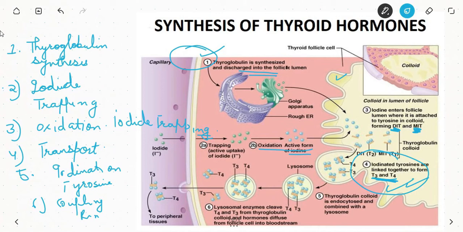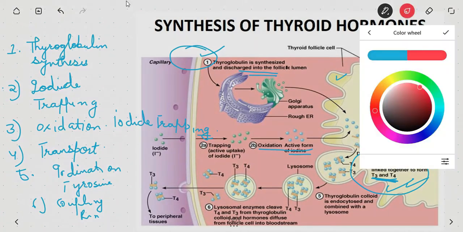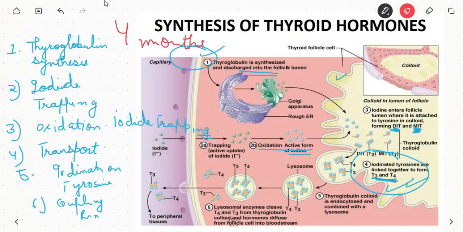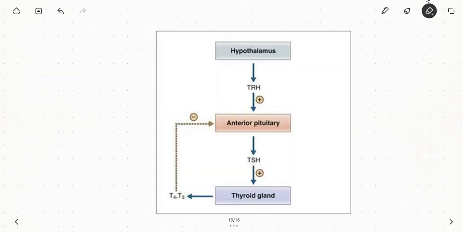In combination with the thyroglobulin, the thyroid hormone can be stored for several months. The thyroid gland is unique in this, as it is the only endocrine gland that can store its hormones for a long period of around 4 months. So when the synthesis of thyroid hormone stops, the signs and symptoms of deficiency do not appear for around 4 months. The hypothalamus regulates the thyroid secretion by controlling the TSH through the thyrotropin releasing hormone, that is TRH.